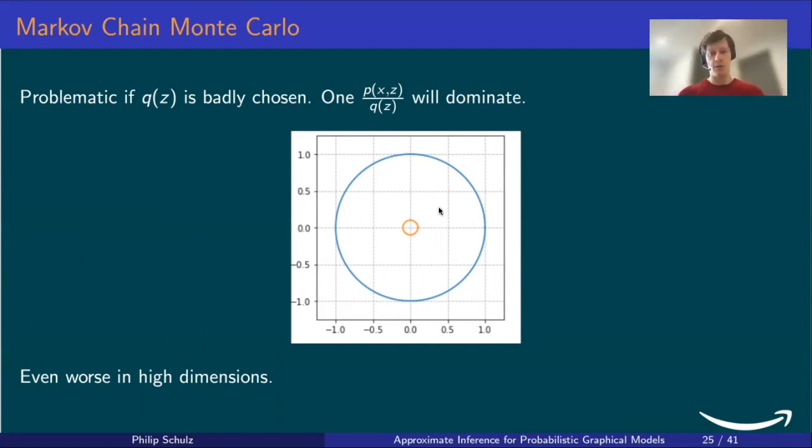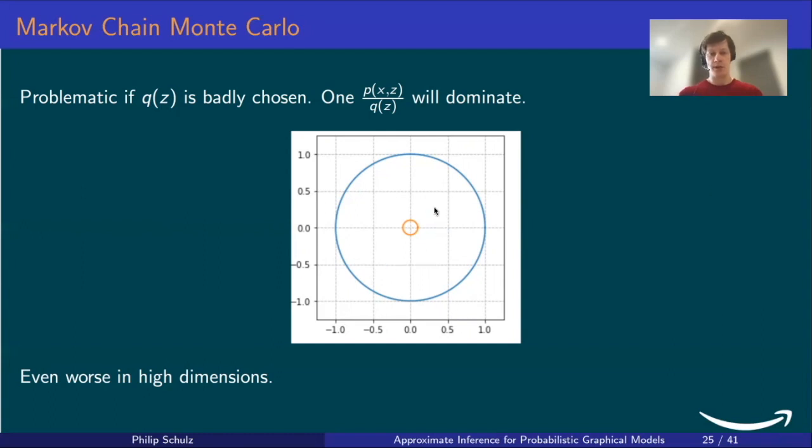Lots and lots of weights will be very small. There are some weights that will be very high, which means overall, if we take the variance of all samples, or rather over the weights of all samples, we'll get a very, very high variance, which then again means that our estimator, that sample-based estimator, becomes very unreliable.